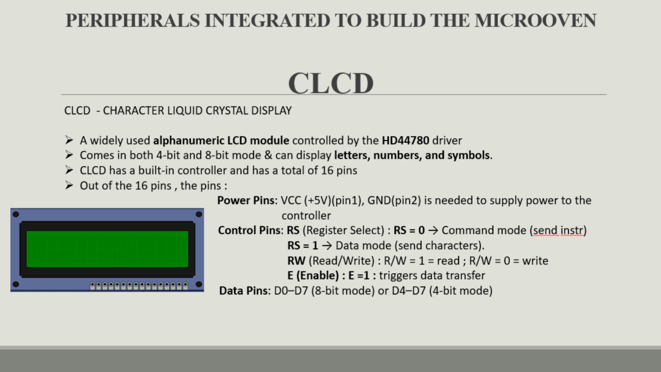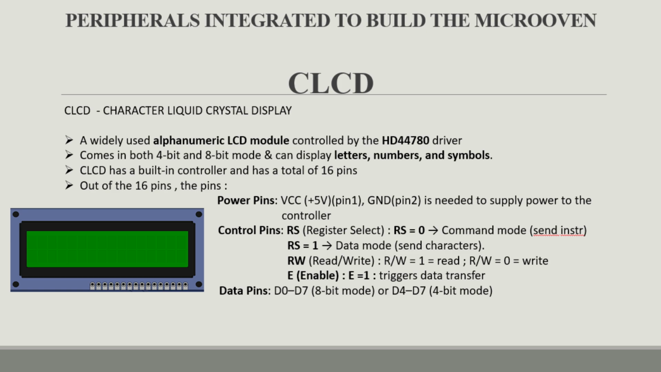Further, we have the control pins, which are the RS or the register select pin, which is used to determine the type of data being sent. If this pin is 0, it indicates the command mode, which is used for sending instructions like clearing the screen, etc. And when the RS pin is enabled, it is used as a data mode for displaying characters on the CLCD.